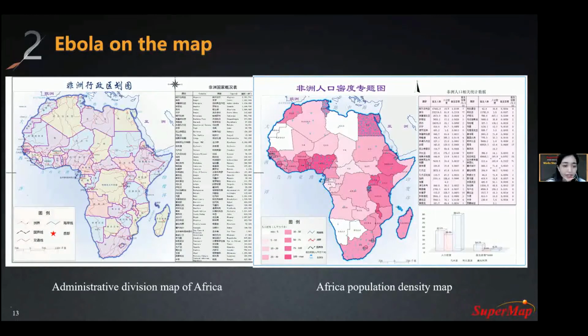So let's look at the details of this map. This is the administrative division map of Africa. And it uses the single value semantic maps and the four color maps. And as for the semantic map of the population density, it uses SQL expressions to find the density of doctors. And it shows this in a 3D graph.